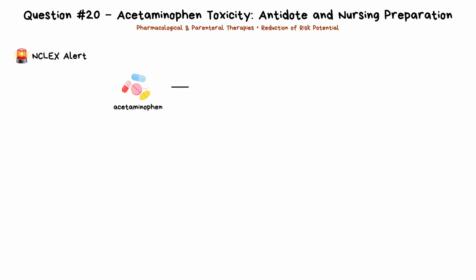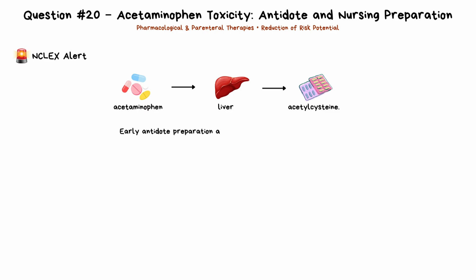Here's your NCLEX alert. Whenever you see acetaminophen overdose, link 3 words immediately: acetaminophen, liver, and acetylcysteine. Early antidote preparation and hepatic monitoring are your top nursing priorities. Remember, the sooner acetylcysteine is given, the greater the liver protection. Now your clinical coach takeaway.